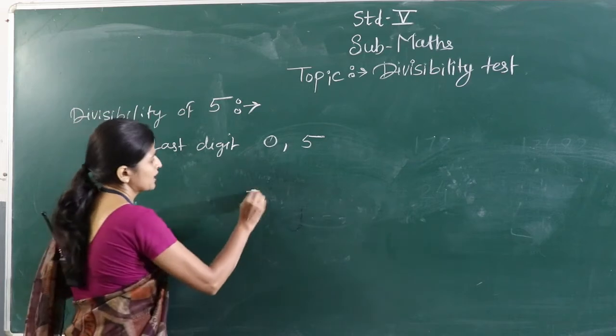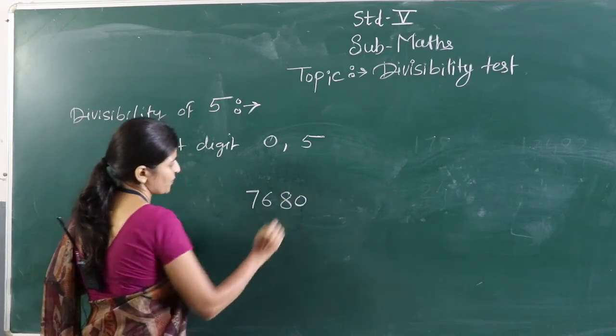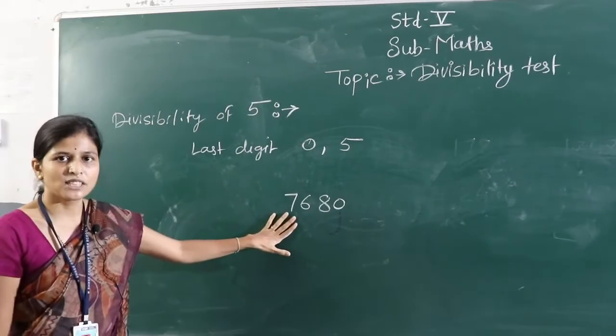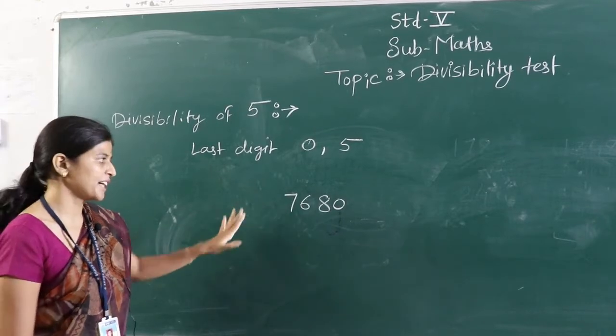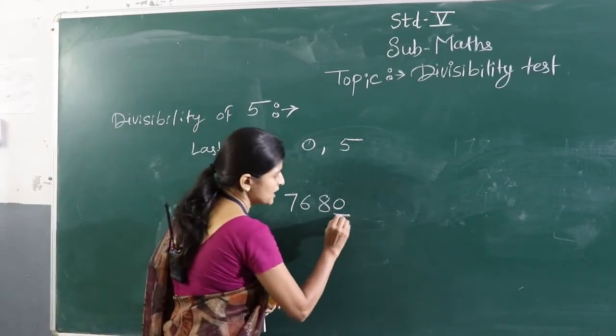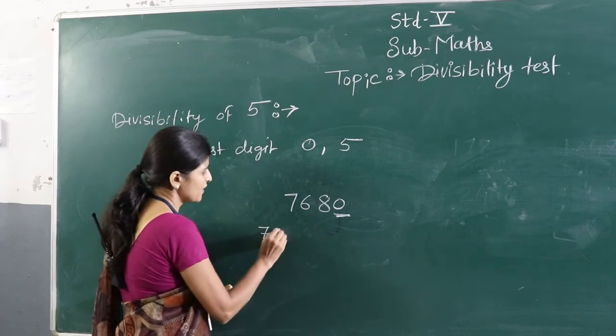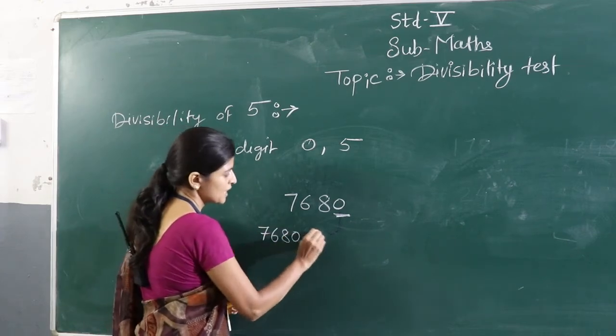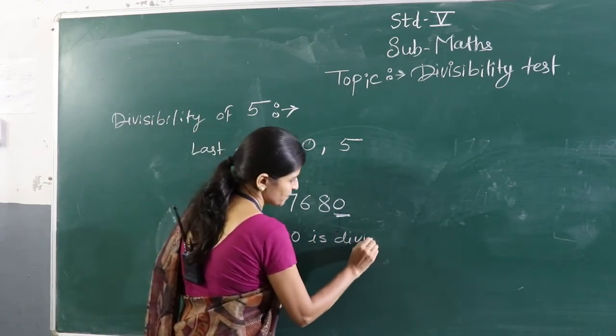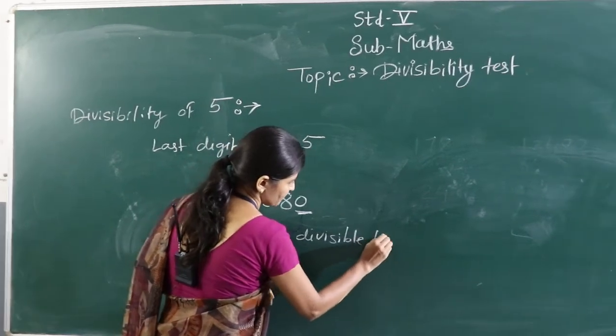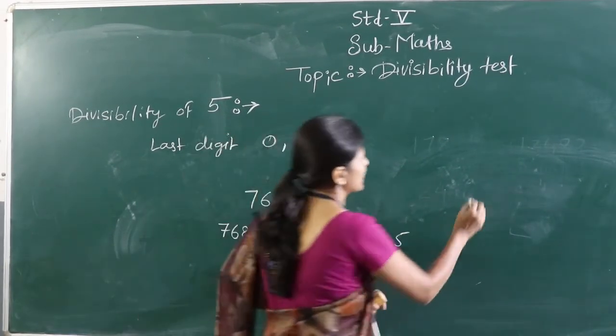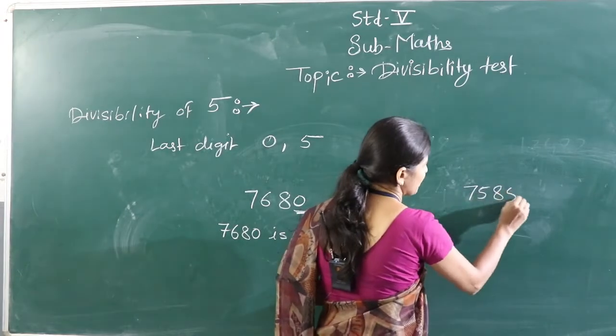For example, we take a number 7680. We check whether this is divisible by 5 or not without dividing it. The last digit of the number is 0. That means the whole 7680 number is divisible by 5. Again we take another example, that is 7585.